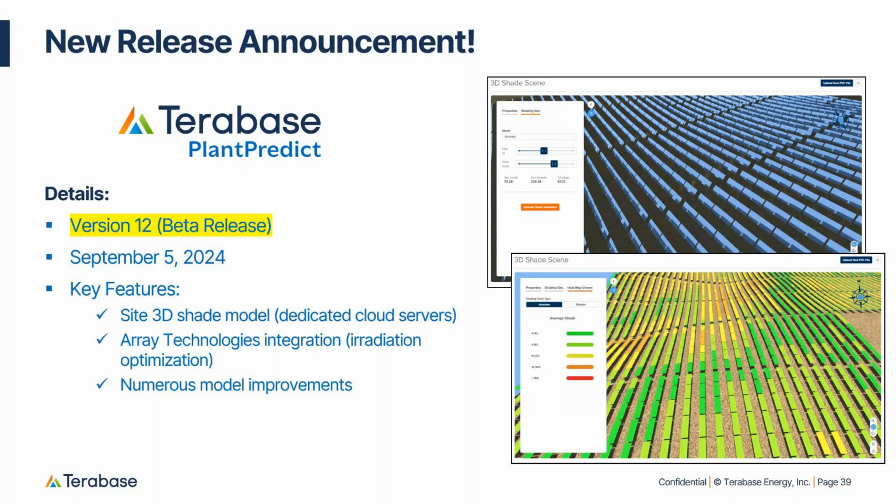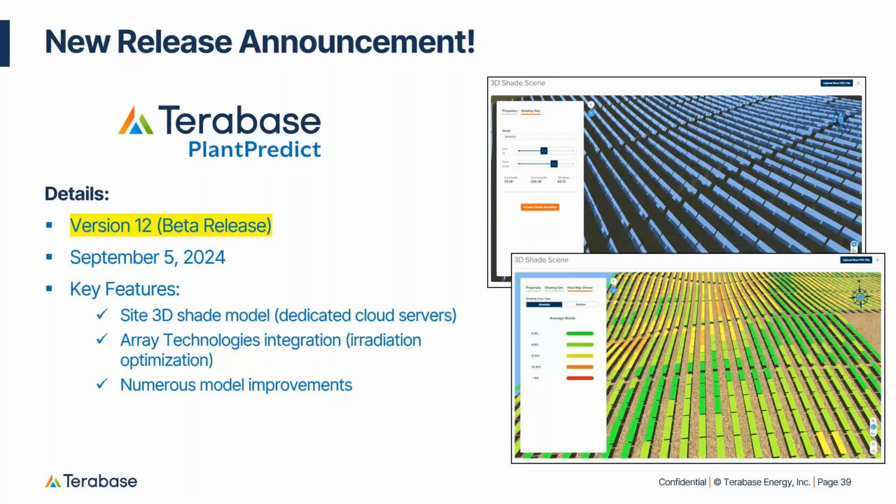Initially, you'll be able to import PV Colada PVC files into PlantPredict to define that 3D scene. And as many of you know, 3D shade modeling can be extremely resource intensive. That's why we're deploying a whole new host of cloud servers dedicated to just the shade modeling portion of the prediction. This means that the 3D shade processing isn't limited by and isn't going to be tying up your personal PC hardware.